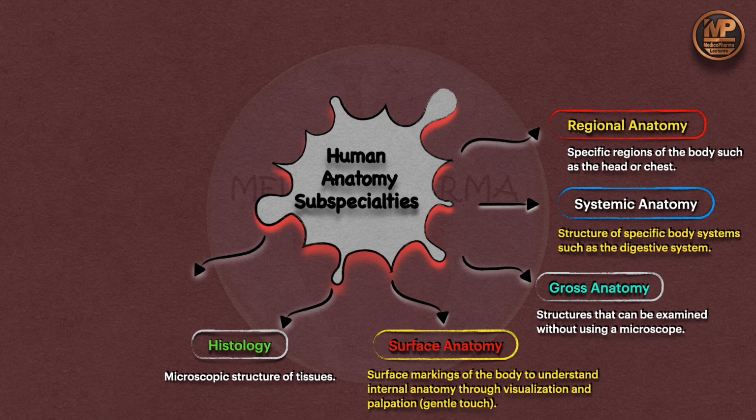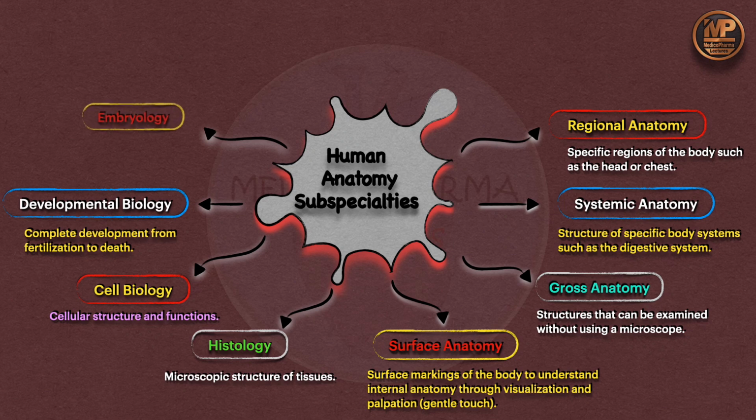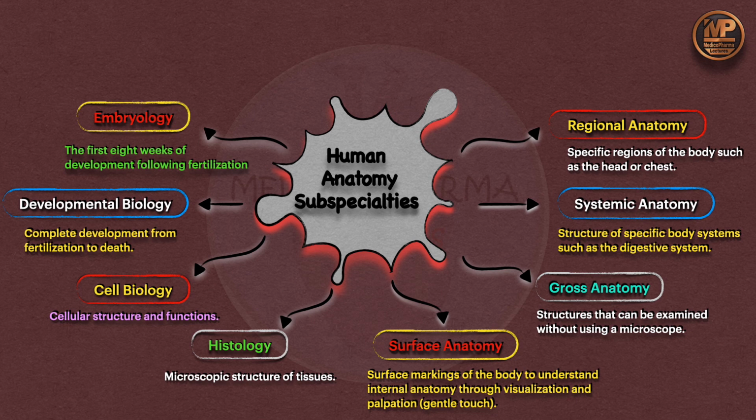The next one is cell biology or cytology, where we will study cellular structure and their functions. The next one is developmental biology, which is the study of all structural changes that occur from fertilization to death, that is complete development, right? Now if we talk about embryology, it is a part of developmental biology. Here we will study structural changes during the first 8 weeks of development following fertilization.